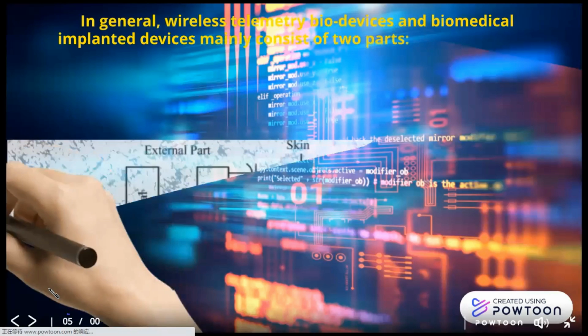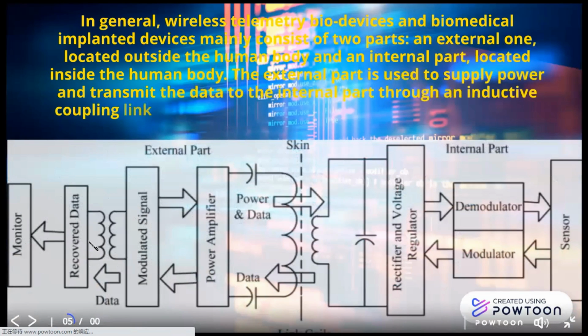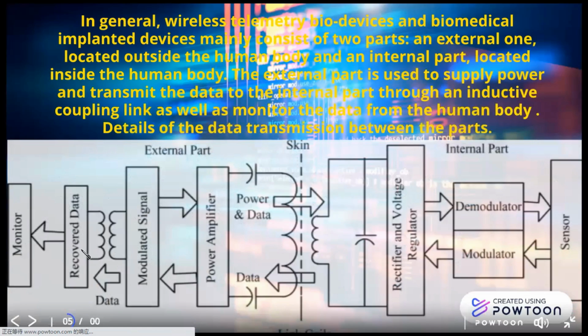In general, various telemetry, bio devices, and biomedical implanted devices mainly consist of 2 parts: an external part located outside the human body and an internal part located inside the human body. The external part is used to supply power and transmit the data to the internal part through the inductive coupling link, as well as monitor the data from the human body. Details of the data transmission between the parts. As you can see, this picture shows the parts.